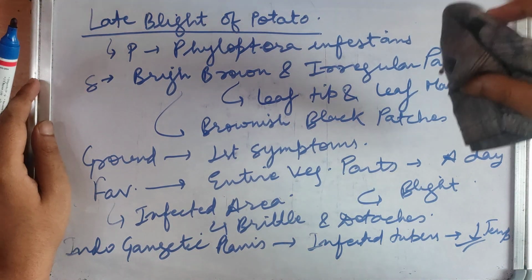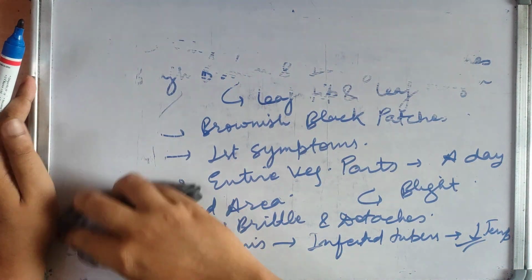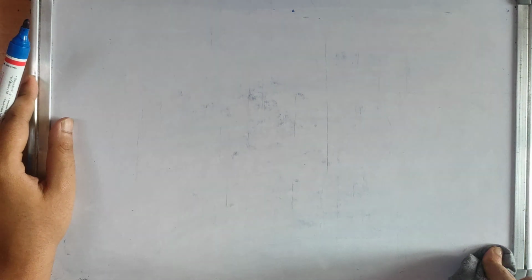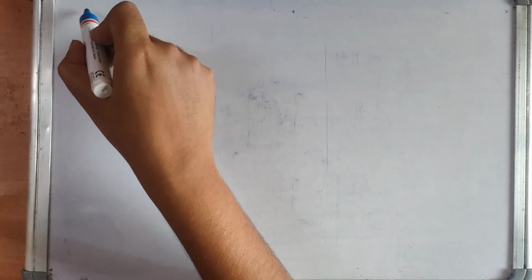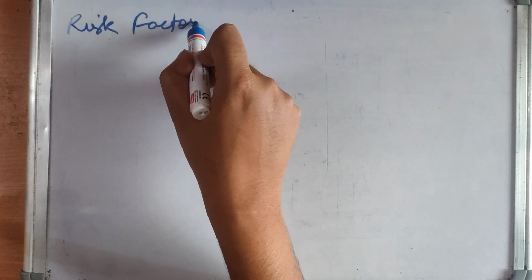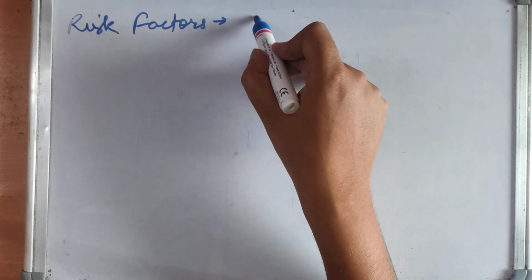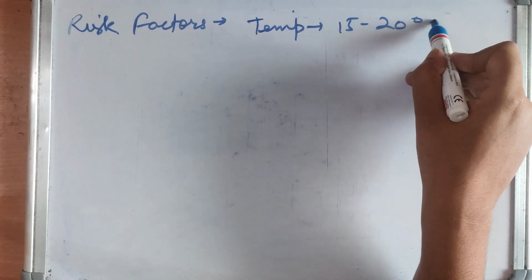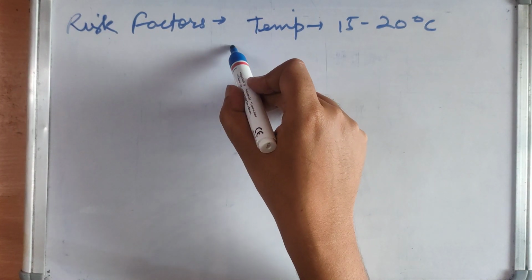Now, what are its risk factors? At which conditions is late blight of potato enhanced? Risk factors of late blight of potato are temperature ranging between 15 to 20 degrees Celsius and a high level of humidity.